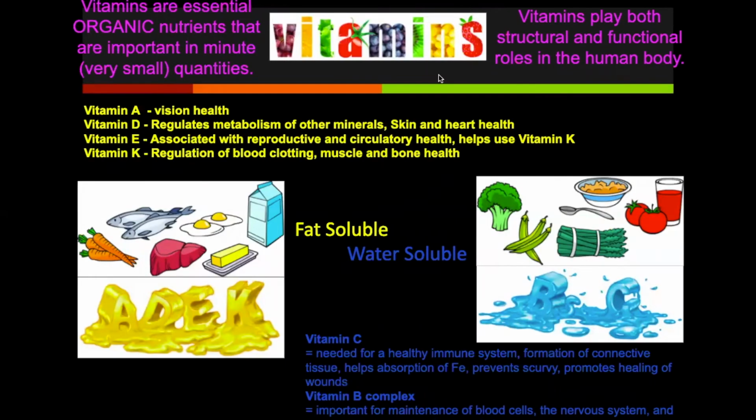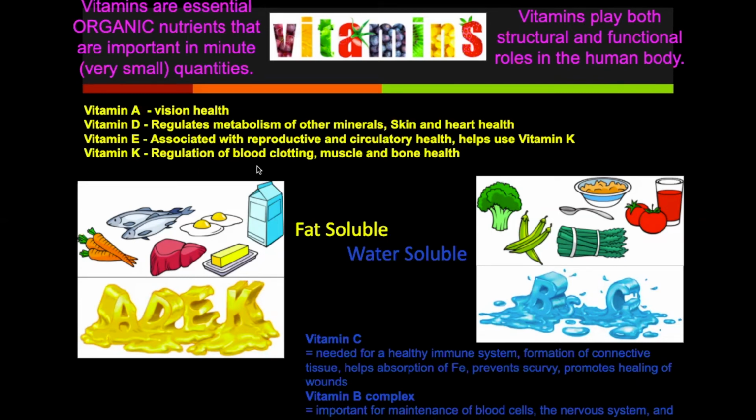Then the other micronutrients are vitamins. And vitamins are organic molecules. Remember, that means they contain carbon, and they're important in your diet in small quantities. Vitamins play both a structural and functional role in your body. When we think about vitamins, they are categorized into two groups: those that are fat soluble, that are found in fats, and those that are water soluble, that we can find in things that have water in them.